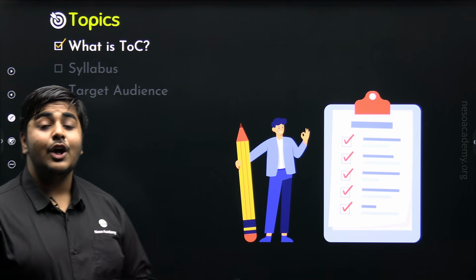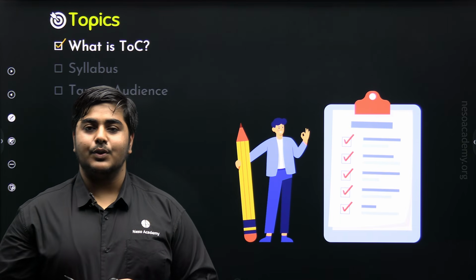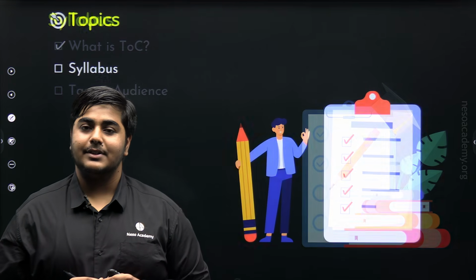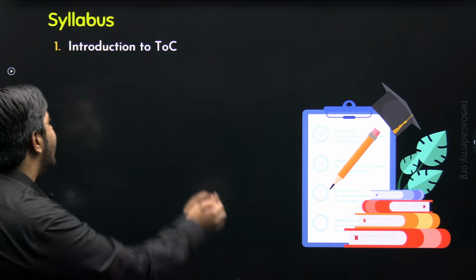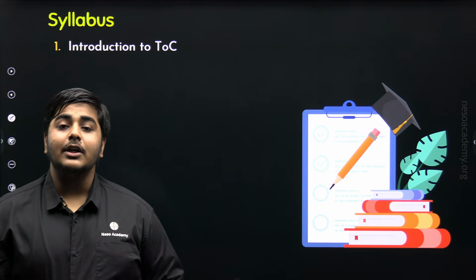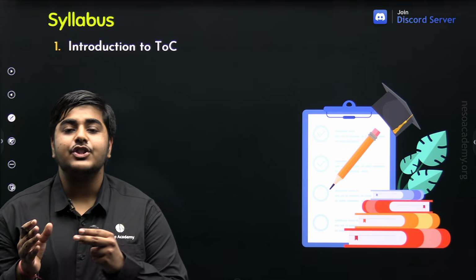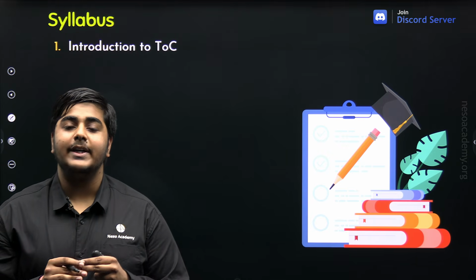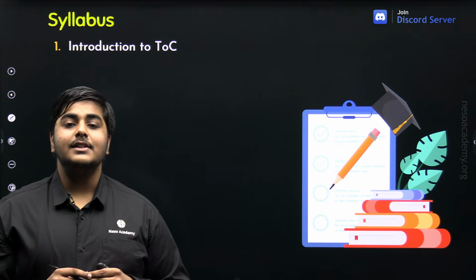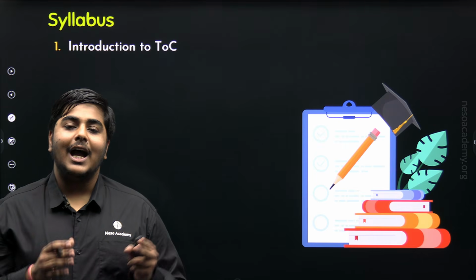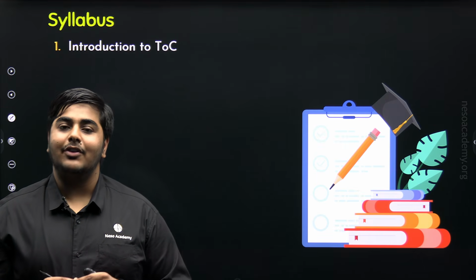By this, we have completed our very first topic. Now we will proceed towards the syllabus of this course. The syllabus of this course is divided into 8 chapters. The first chapter is Introduction to Theory of Computation. Including this lecture, we will build a strong foundation of the subject so that it will help you to understand further topics in a better way. We will understand the topics like symbols, alphabets, strings, and introduction to languages and grammars.